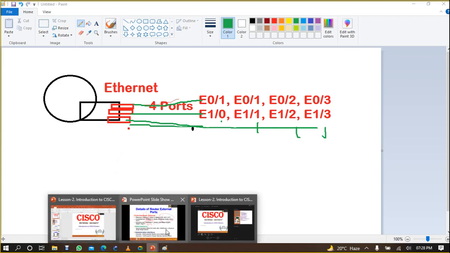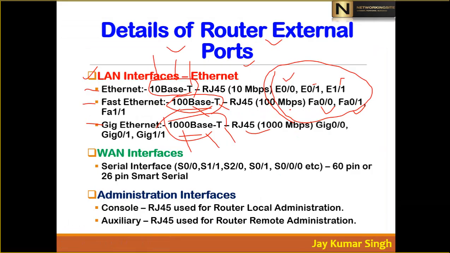The same condition is there with your serial ports. So these are your LAN interfaces. WAN interfaces are your serial interfaces. Serial interface comes in two types. Okay, a sync serial is of 60 pins and a smart serial is of 26 pins.